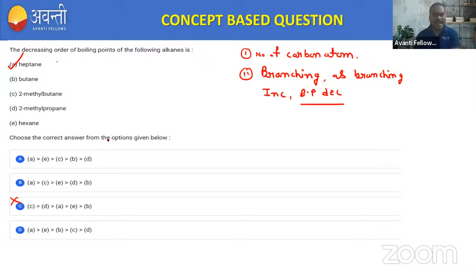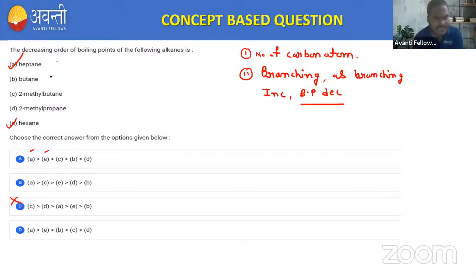Now, after that we have hexane, right? So again, in hexane we have 6 carbon atoms. So definitely after heptane we have hexane. Then after A, what has to come? E, right? So this A and E is absolutely true.